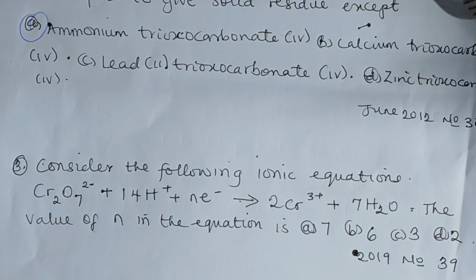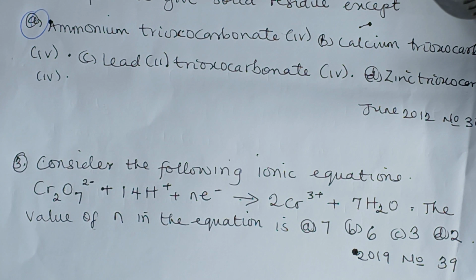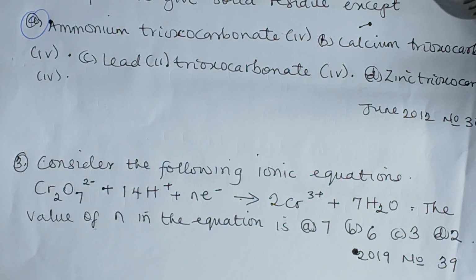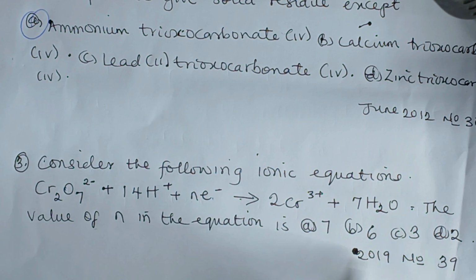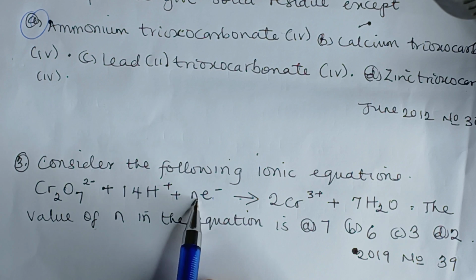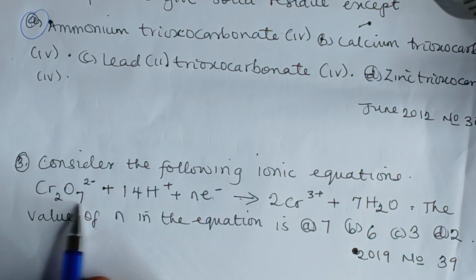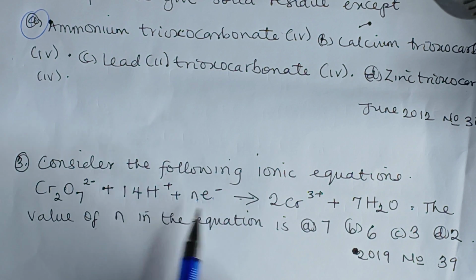The next question, consider the following ionic equations. This is an example of an ionic equation. What is the value of N here? The N here represents the coefficient of the number of electrons to balance the redox reaction. This N is what we are trying to calculate. We'll do so by calculating the total charge on the product side and on the reactant side.